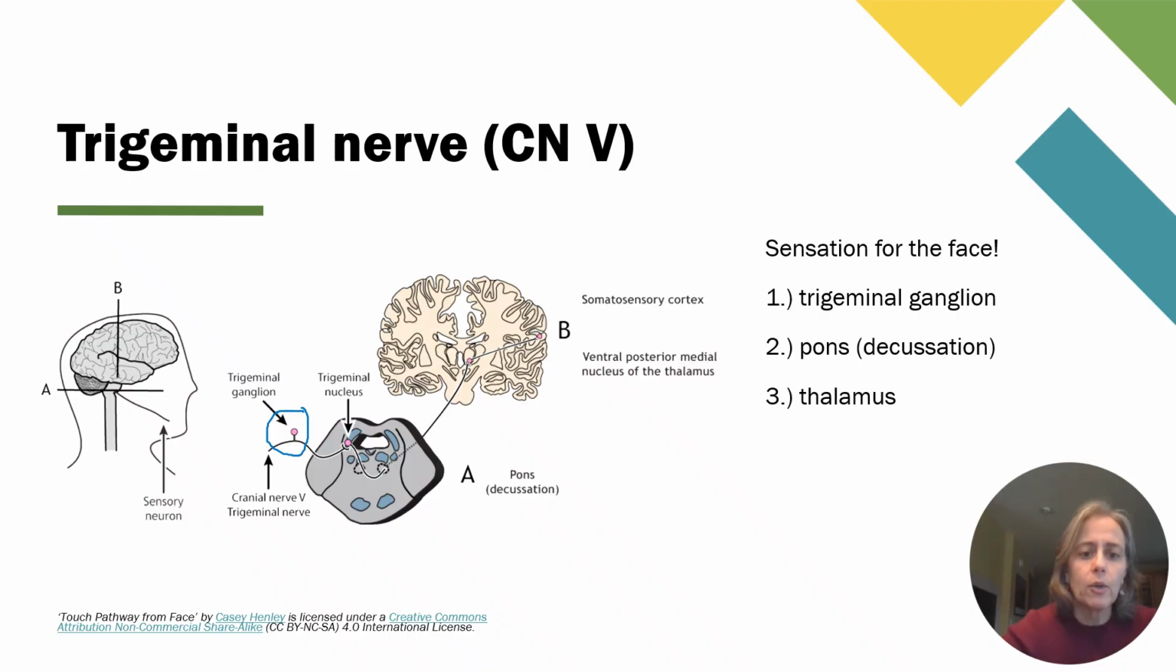So then we are going to synapse with a cell in the pons. That's our second order neuron. And look, we decussate, we cross, and then go up to the thalamus. And that's where we're going to find our third order neuron, which is then going to send this information out to the parietal cortex, to the corresponding region for the face.